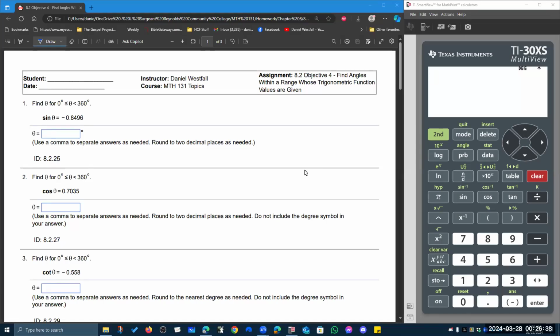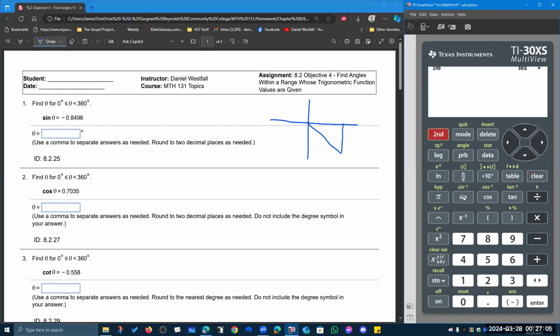This video, we're going to talk about 8.2 Objective 4, where we find angles within a range whose trigonometric values are given. So we're looking at between 0 and 360 degrees, the first revolution. Our sine value is negative, so the calculator is going to return a negative angle down here, but I'm not going to want a negative angle. We'll deal with that in a second, but let's first find this first answer to the problem.